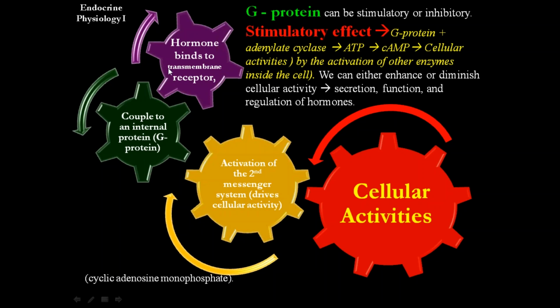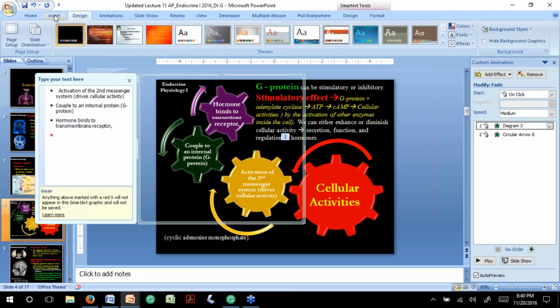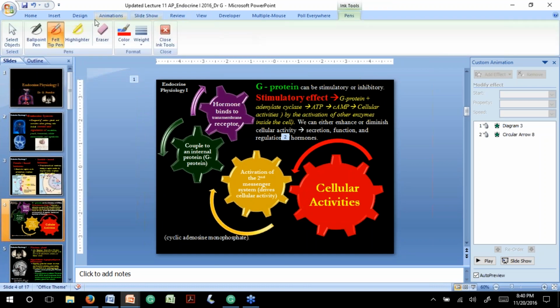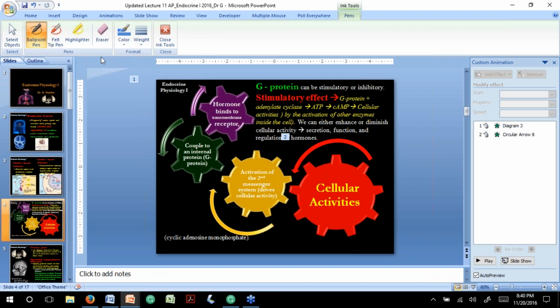Okay. So if you see in this chart, we have the hormone that binds the transmembrane receptor. Let me see if I can draw something here. Let's draw the cell membrane. This is the cell membrane. These are the phospholipids. This is the double layer membrane. So this is outside, and this is inside.